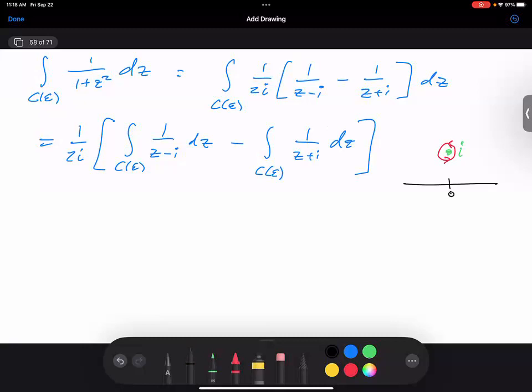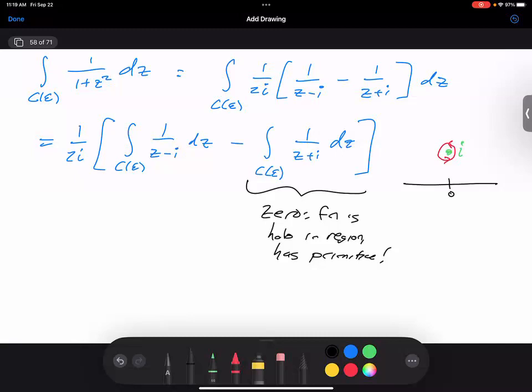I claim one of these integrals is very easy to do. The second one. Why is it 0? So the function is holomorphic in the region, has a primitive. So the second one is really easy. The first one is essentially just integrating the function 1 over z.